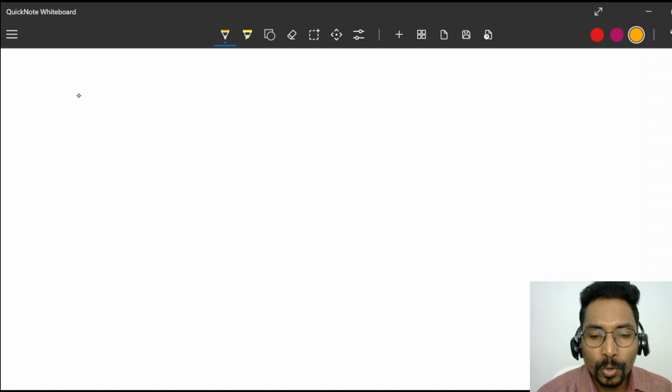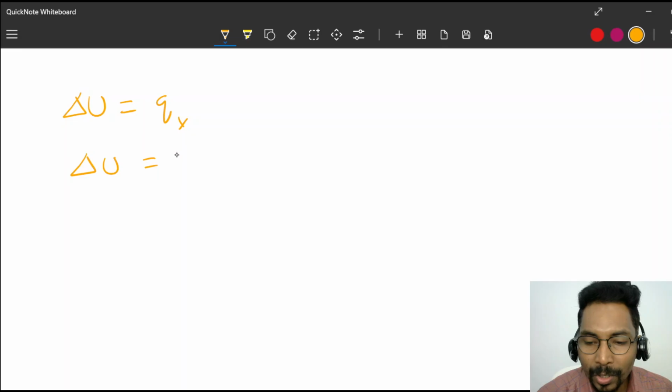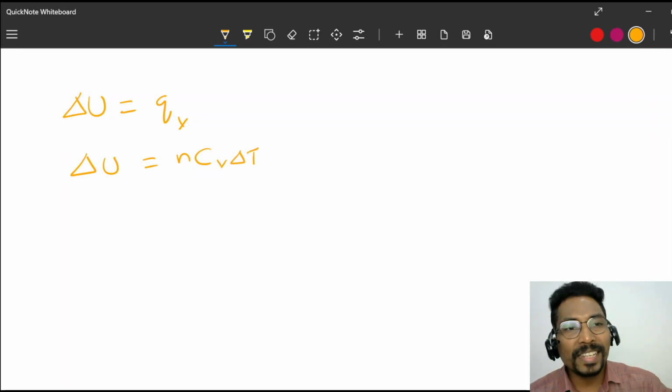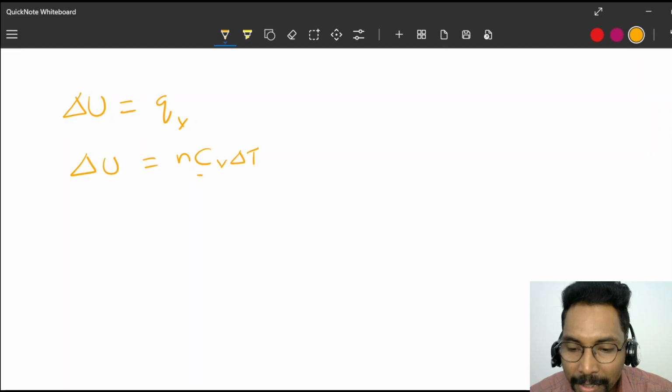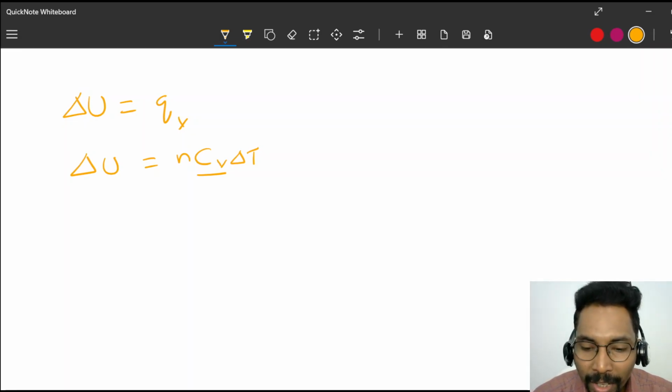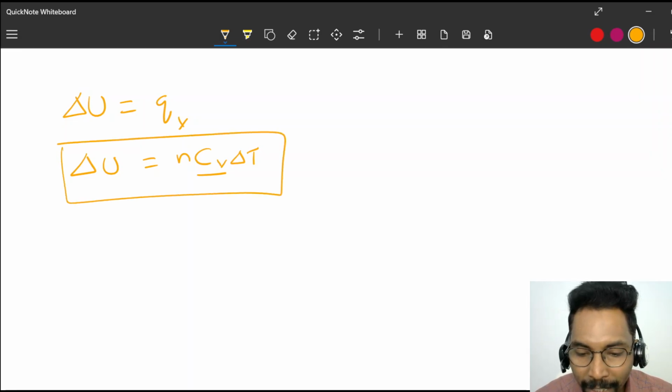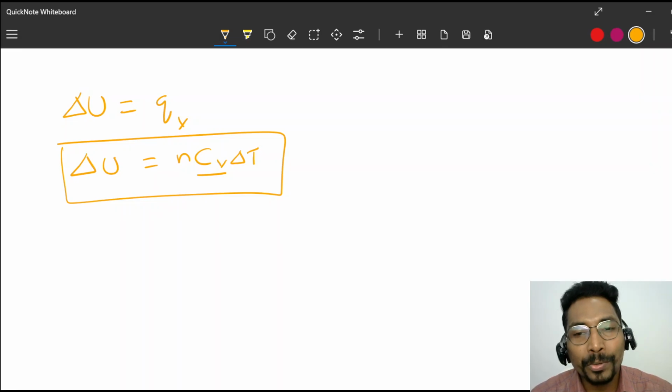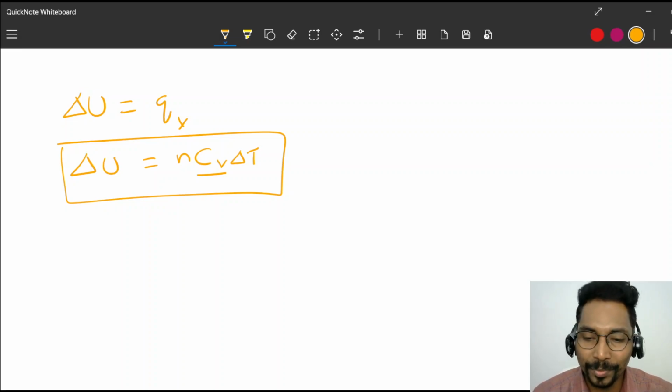So delta U is equal to Qv, so delta U is equal to nCv delta T. Cv, what is C? Heat capacity. Cv means heat capacity at constant volume. So this is another expression. I think you got it. It's very important. Delta U is equal to nCv delta T. Clear? Okay.